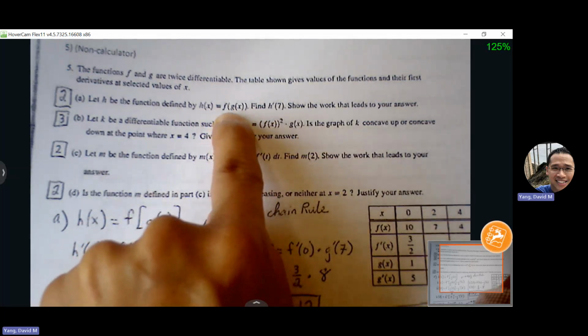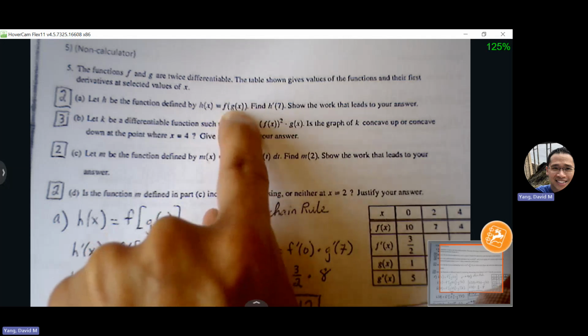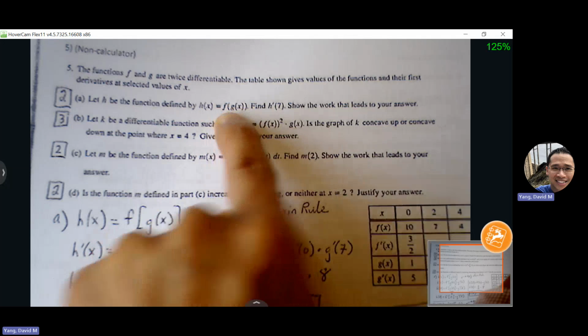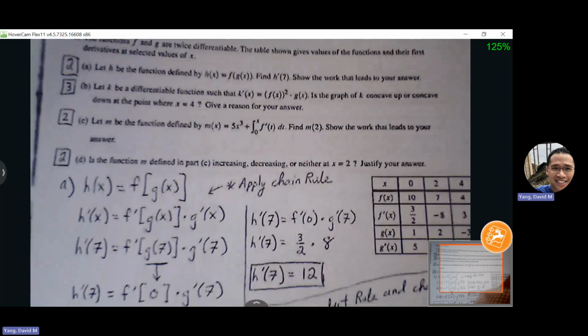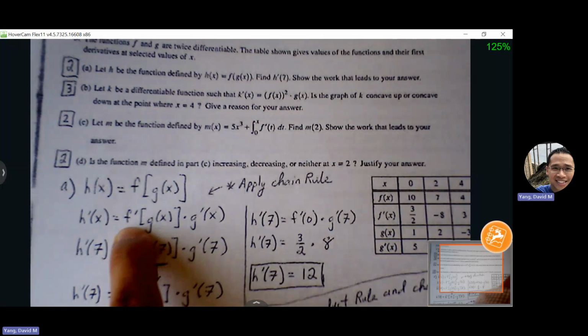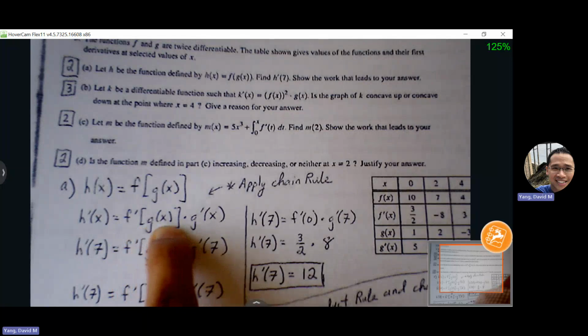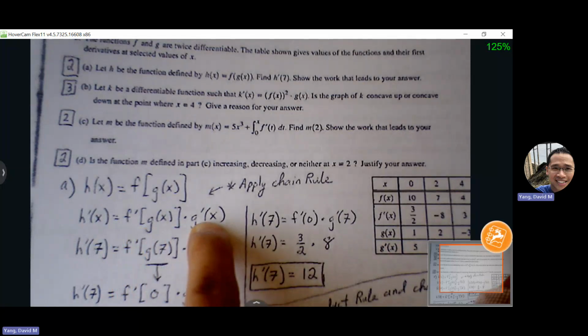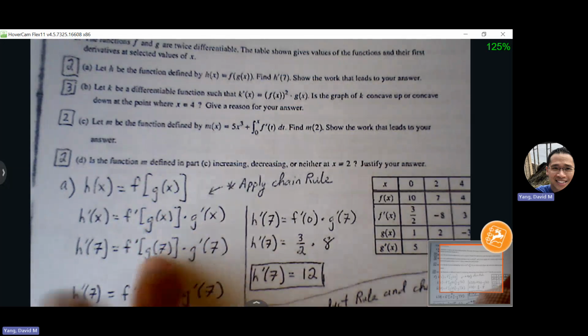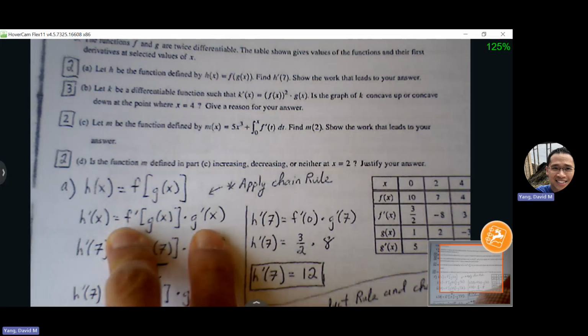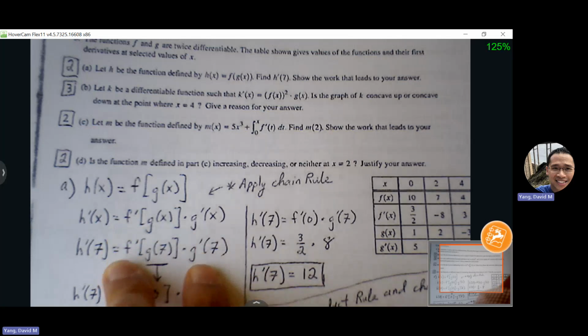We need to be able to look at this and recognize, okay, this is not product rule. This is chain rule because G is inside the F function. If I want to find H prime, I need to step through chain rule. So chain rule says outside derivative times inside derivative. So H prime is F prime of G of X times G prime. The outside portion is F. Once I have my chain rule built, replace every X with 7.